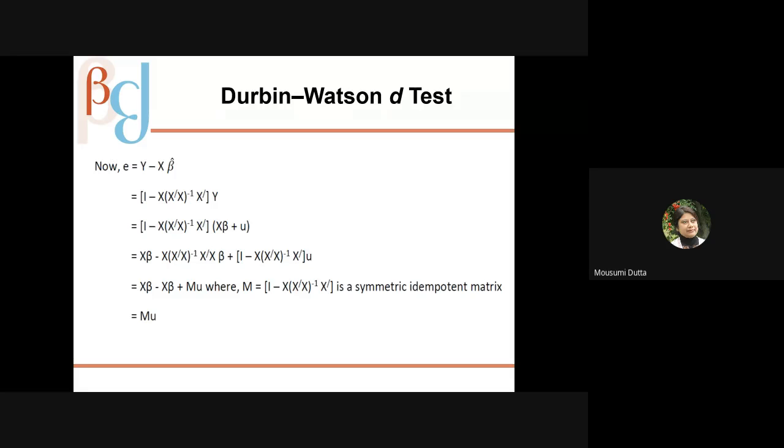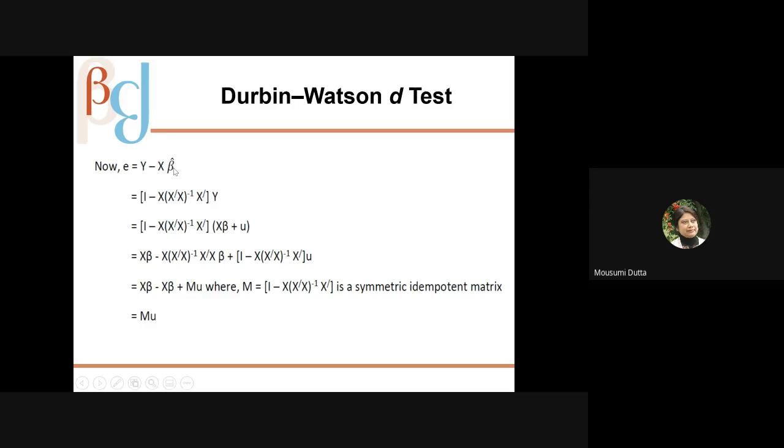Now from our matrix part, we already did all these things. However, we are bringing this element here. We have to incorporate some aspects related to e, because rho hat can be presented only in terms of e. It cannot be presented in terms of u because we don't have any idea about u. u is not observable. Now e is equal to y minus x beta hat.